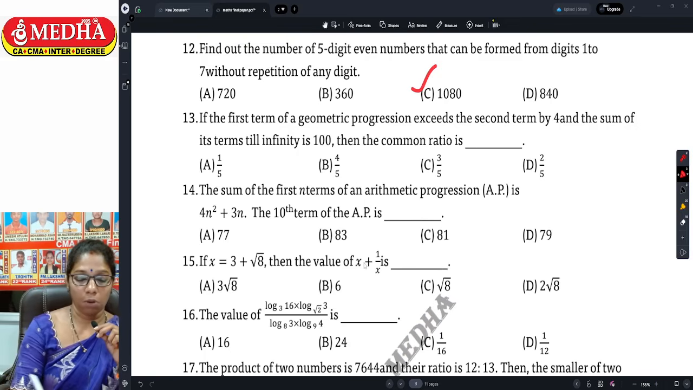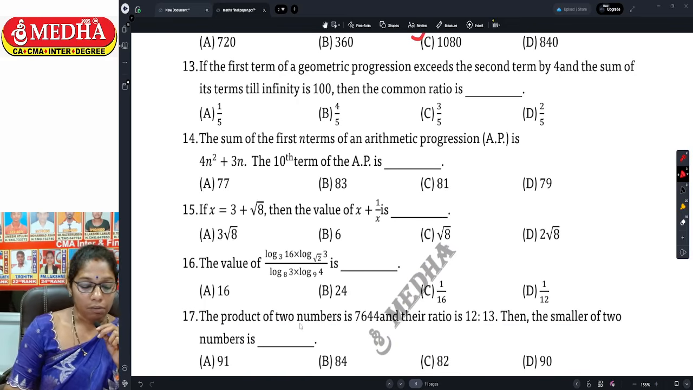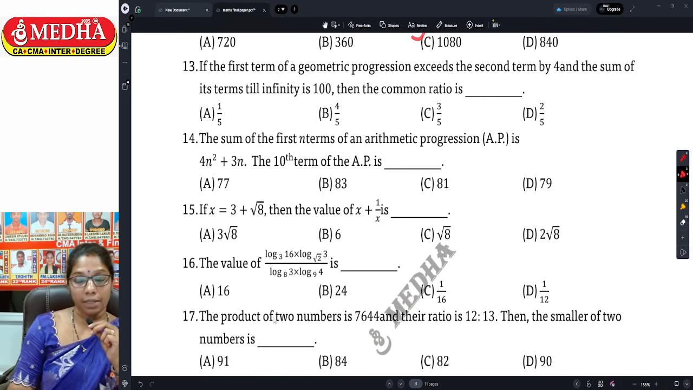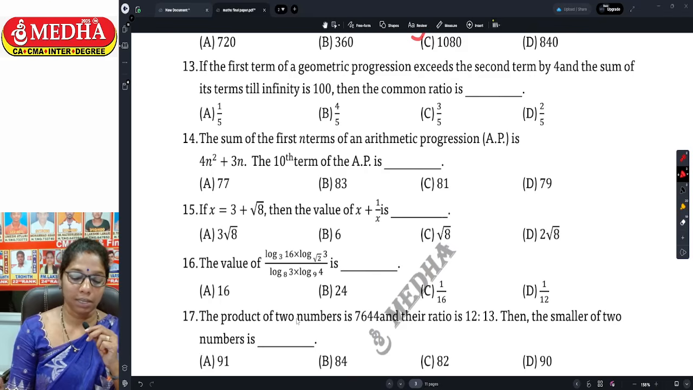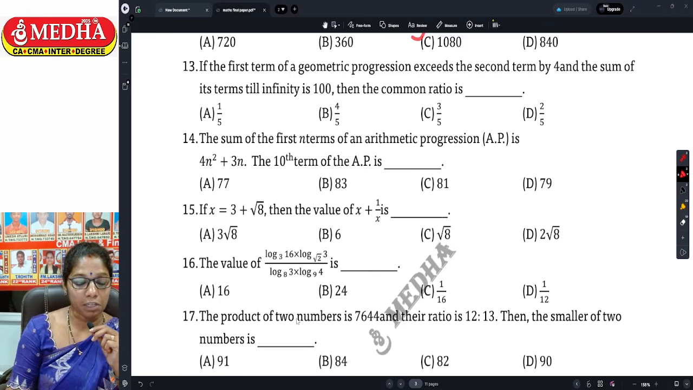1080 is the solution, option C. Next one. If the first term of a geometric progression exceeds the second term by 4, the difference between the first term and the second term is equal to 4, and the sum of infinite terms is equal to 100.